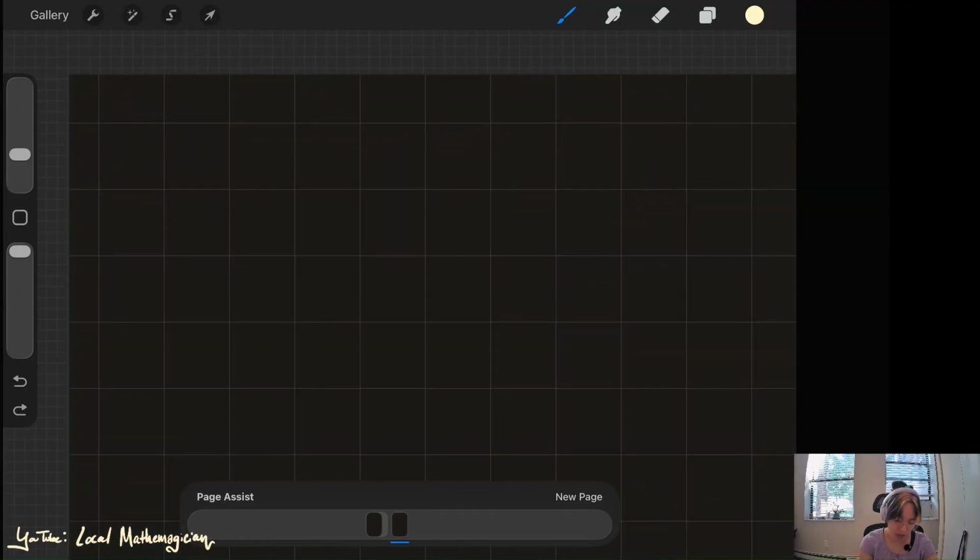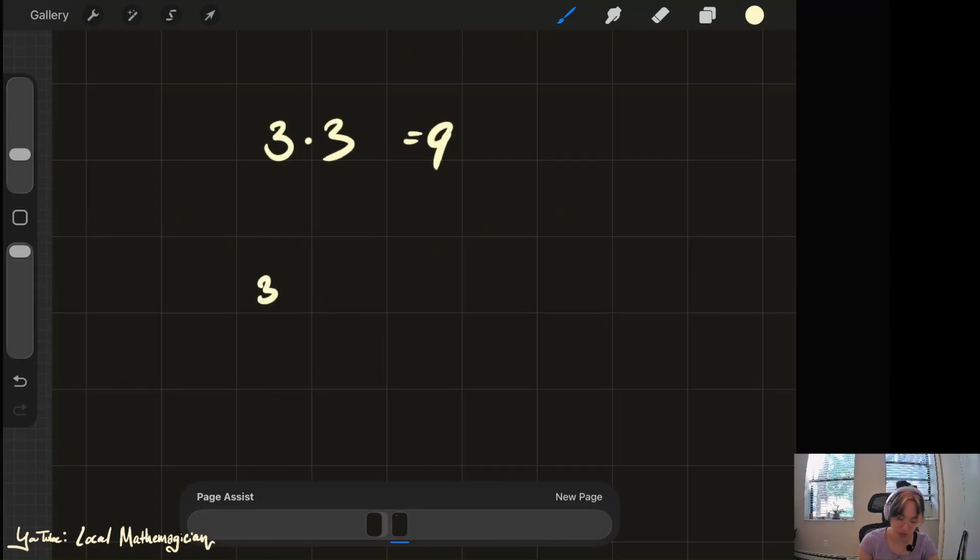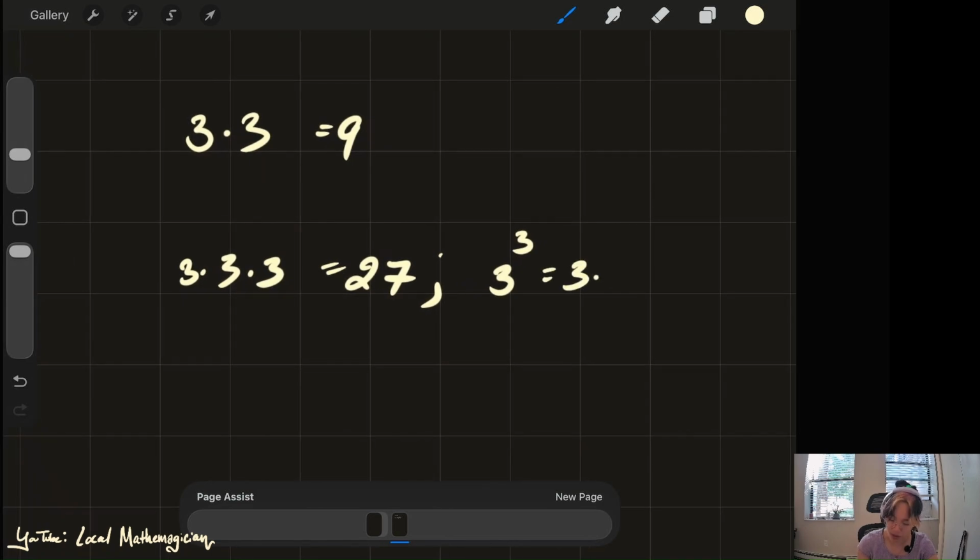So if I give you something like 3 times 3, right? We know that that's equal to 9. Fine. But let's say I give you 3 times 3 times 3, which we know is 27. Nobody wants to write 3 of these. It's kind of a lot. So you can write this as 3 to the third, right? Which is equal to 3 times 3 times 3, which we also know is 27. Which means this can be written as 3 squared. Cool? Any questions? Fantastic. Okay.